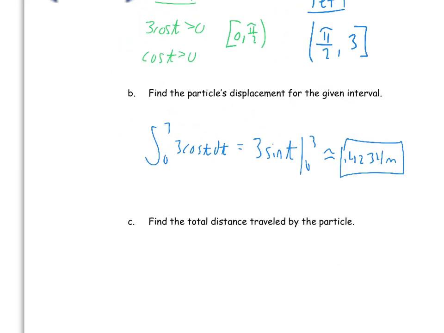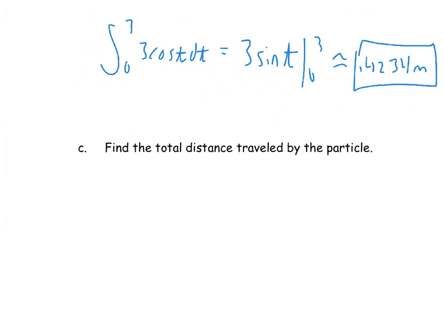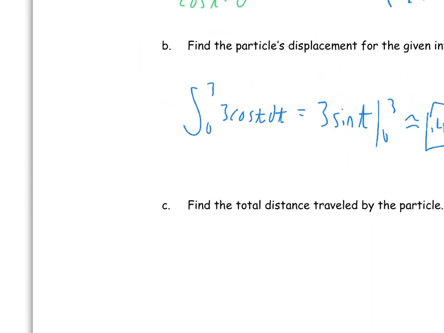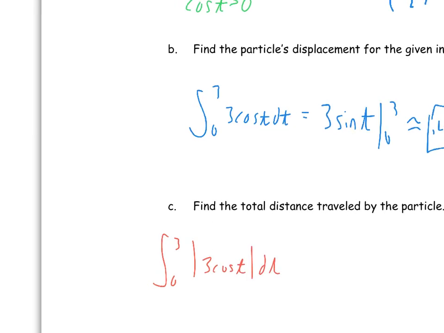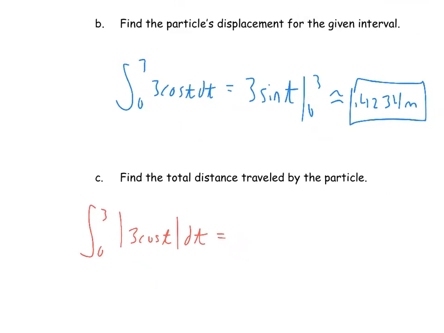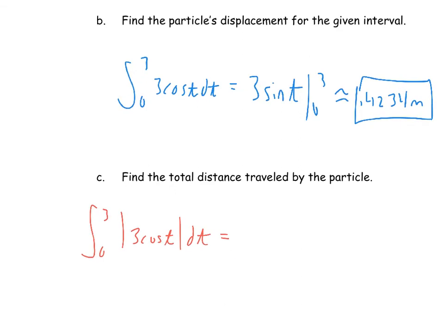And then total distance traveled. Now, without a calculator, you split it into two integrals. We already know that it changes direction at pi over 2 because you found that in part A. Now, if you were going to use a calculator, you just do the absolute value to get the total distance traveled. But to do it by hand, which sometimes you're going to need to do, you need to know that you split this into two different integrals. 0 to pi over 2 of 3 cosine t dt.